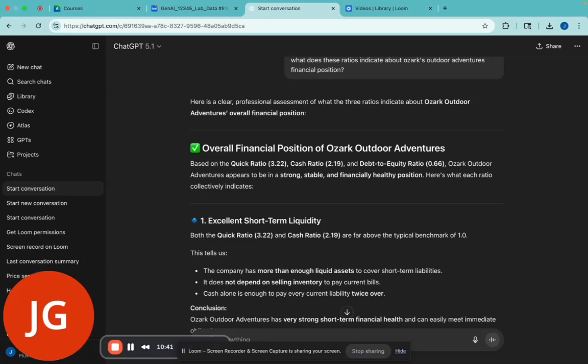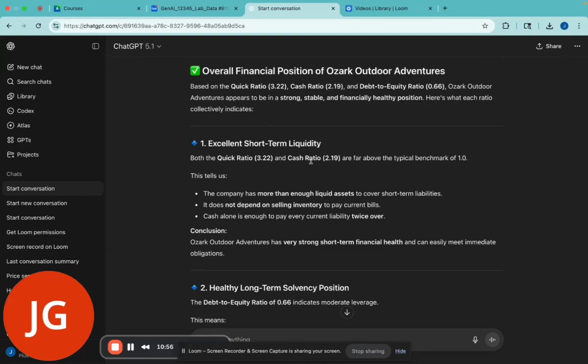and the cash ratio being at 3.22, and the cash ratio being at 2.19, and the debt to equity ratio being at 0.66, Ozark Outdoor Adventures appears to be in a strong, stable, and financially healthy position. First, we see excellent short-term liquidity. Both the quick and the cash ratio are far above the benchmark of 1.0. This tells us that the company has more than enough liquid assets to cover its short-term liabilities, and it does not depend on selling inventory to pay its current bills.